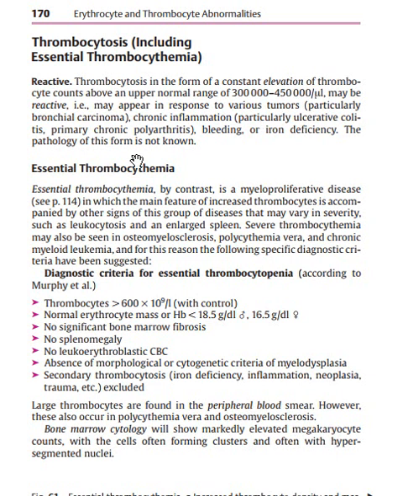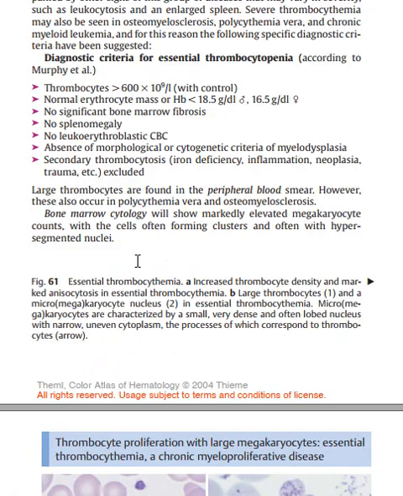But in case where you have essential thrombocythemia, in contrast, it is a myeloproliferative disease in which the main feature, increased thrombocytes, is accompanied by other signs of this group of diseases. So this is a myeloproliferative disease where the thrombocyte levels increase at the level of the bone marrow. That's essential thrombocythemia. Marked thrombocytosis may also be seen in osteomyelosclerosis, polycythemia vera, chronic myeloid leukemia, and other forms.